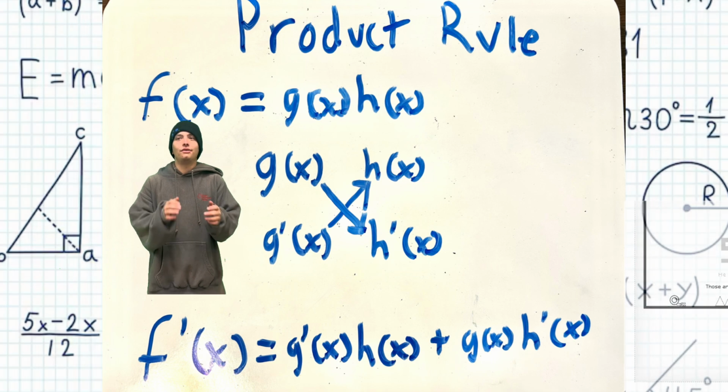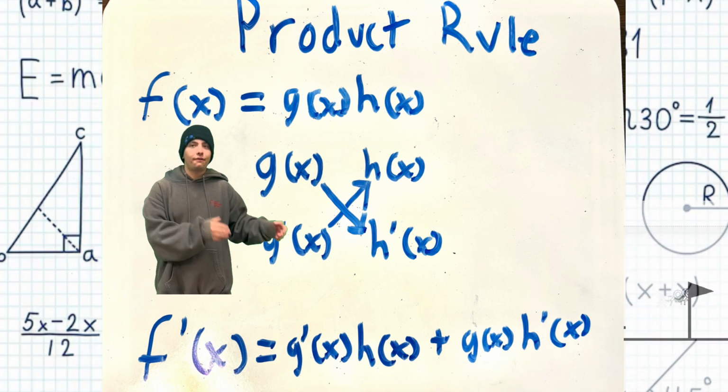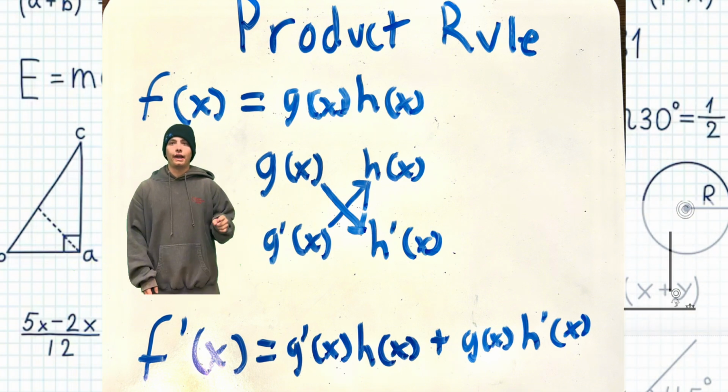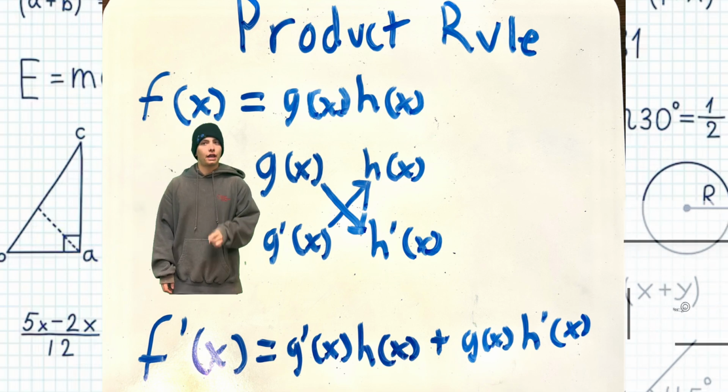Product rule is a simple way to do derivatives, where you have two functions multiplying each other. This can be written as f of x equals g of x times h of x. The general equation for this is f prime of x equals g prime of x times h of x plus g of x times h prime of x.